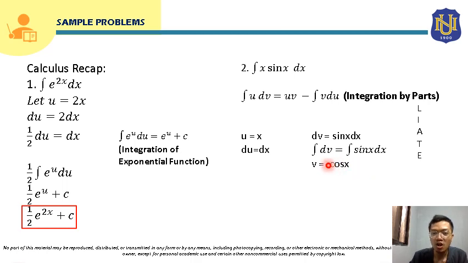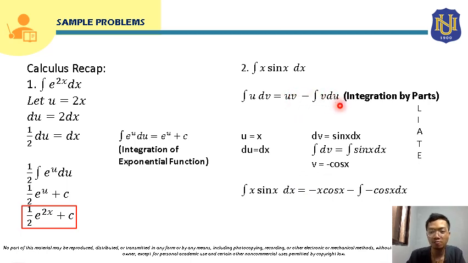Okay, so from here, we are going to apply our formula for integration by parts. So that will be uv minus integral of v du. So the integral of x sine x dx will just be equal to, again, we are going to apply uv minus integral of v du. So our u here is x, so we will write x here, and our v is negative cosine x. That's why it will become negative x cosine x minus integral of v. Our v here is negative cosine x, and our du here is dx.